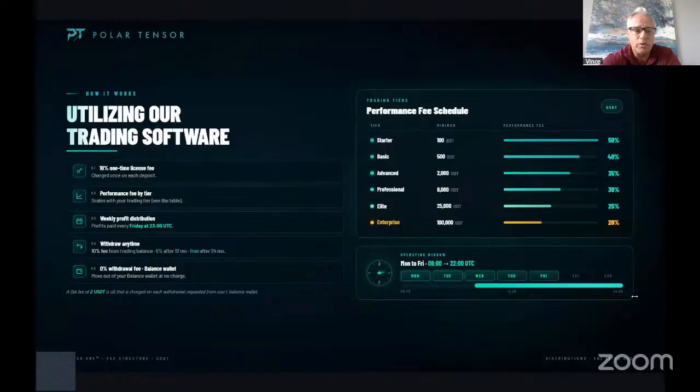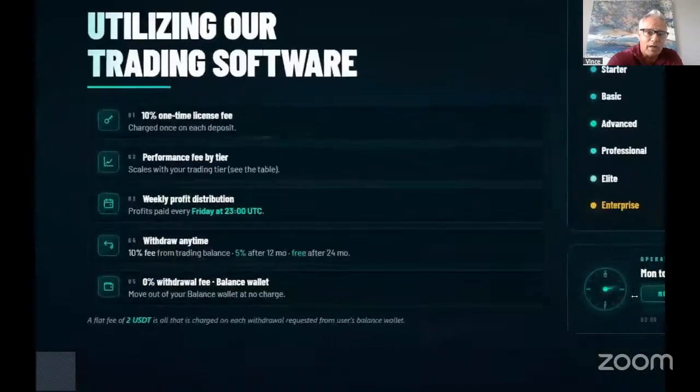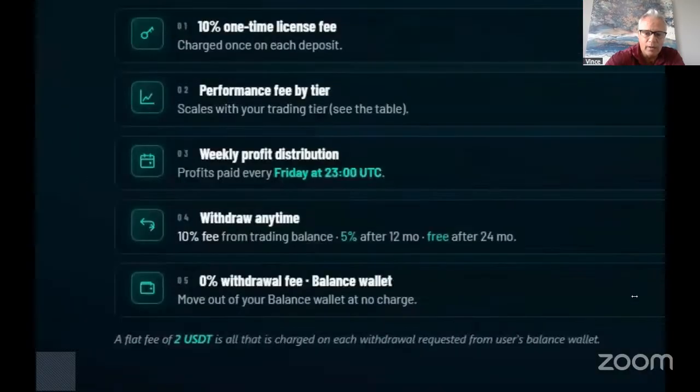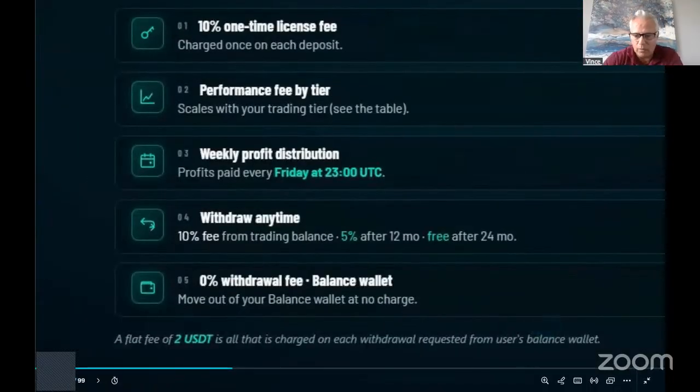Okay, so I'm going to share with you how to get started utilizing the trading software here. Let me draw this out. I think you guys can still see the screen, right?